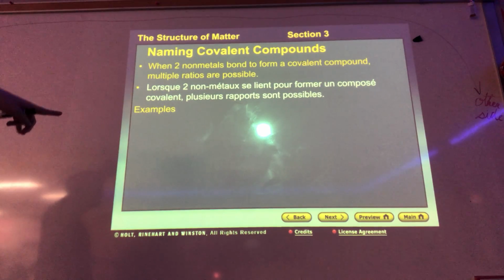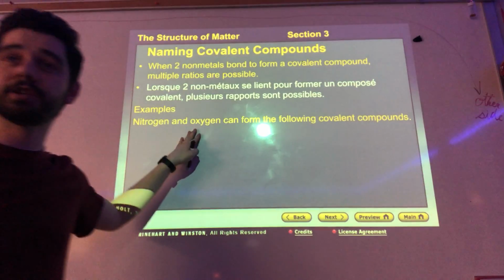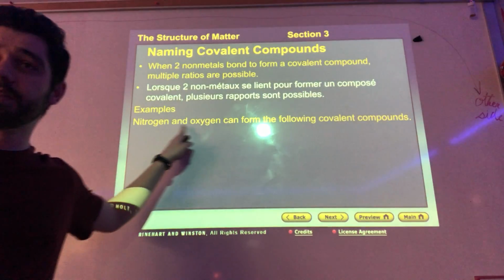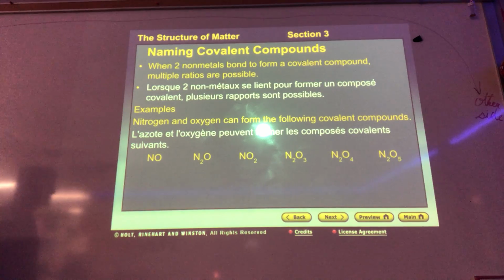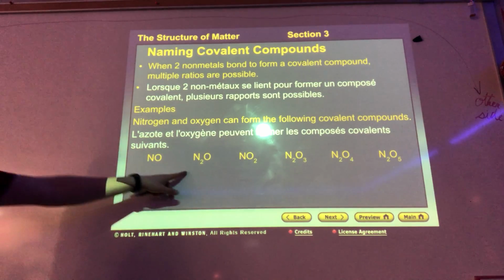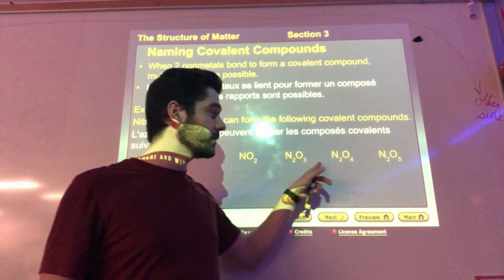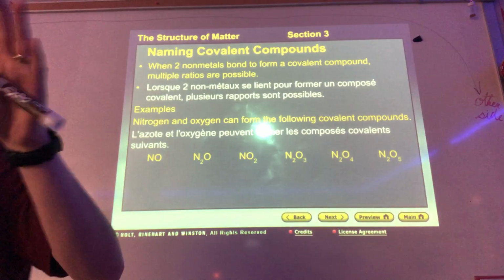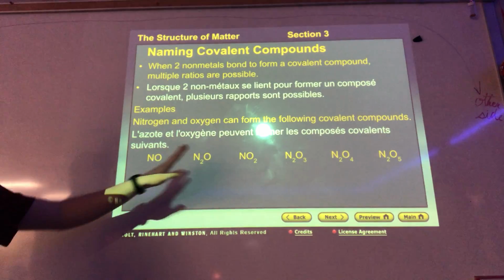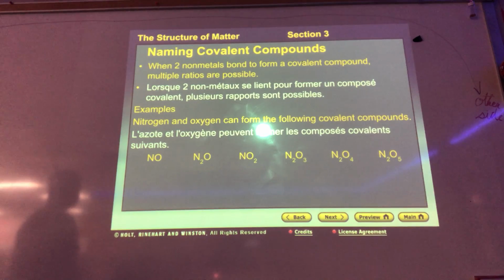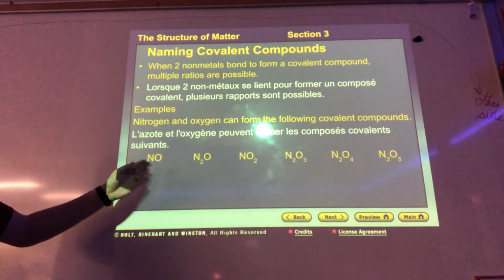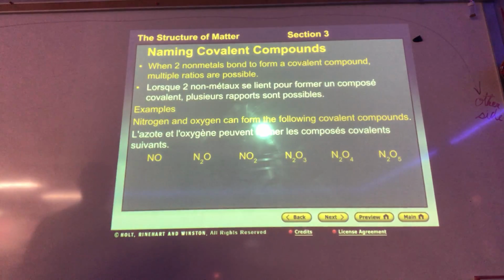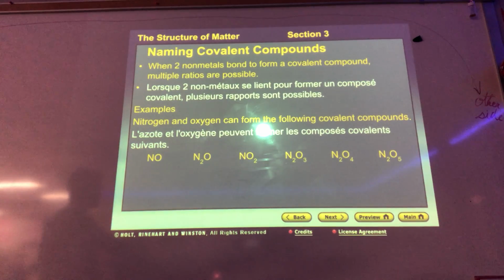Here's why we need a new naming system. For example, let's say nitrogen and oxygen are going to bond together. This is a nonmetal bonding with another nonmetal. Let me show you all the different compounds that they could form together. We have NO, N2O, NO2, N2O3, N2O4, N2O5. If I call this nitrogen oxide, that's a really bad naming system because I have no idea what you're talking about. To a chemist or to anyone, these are 6 different chemicals.